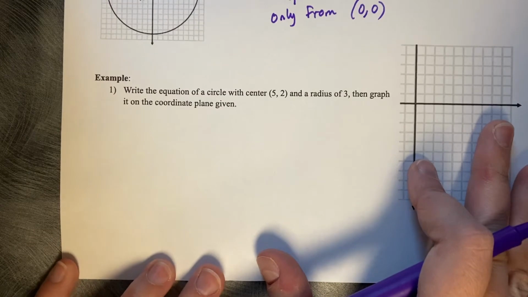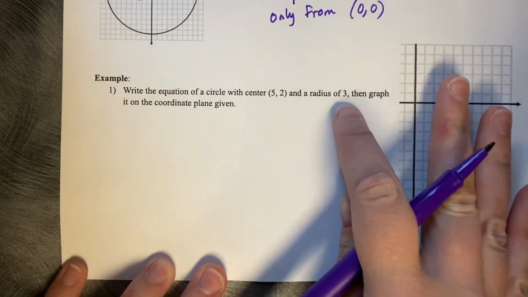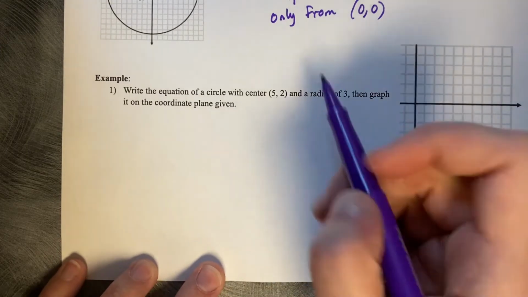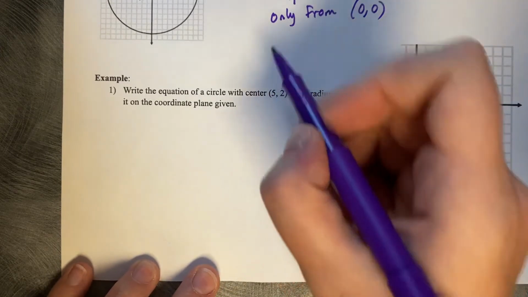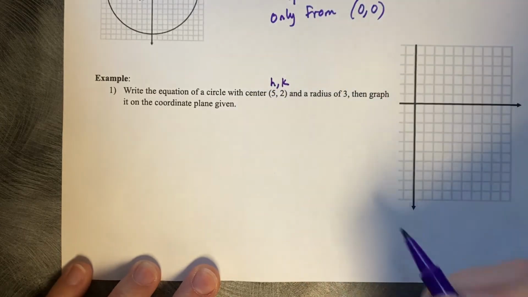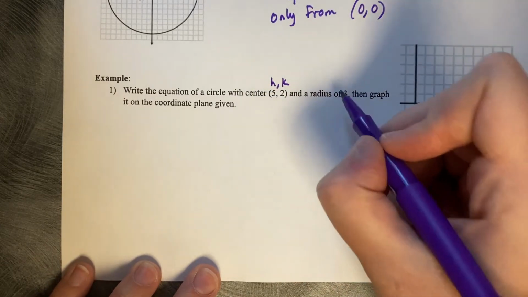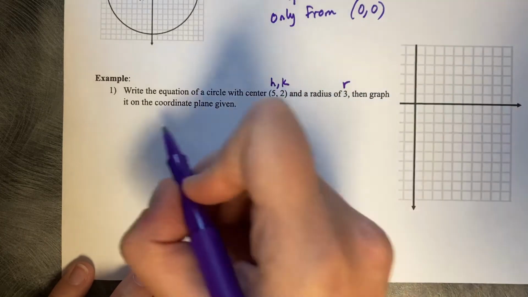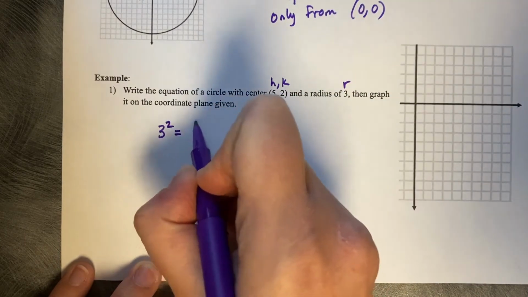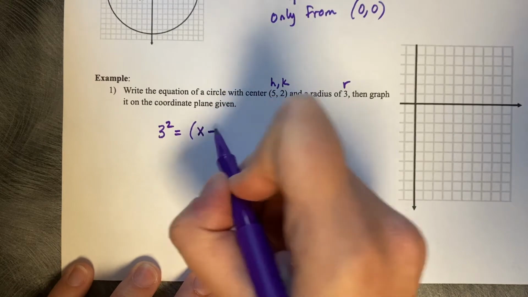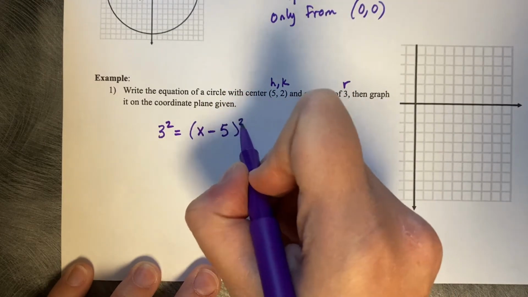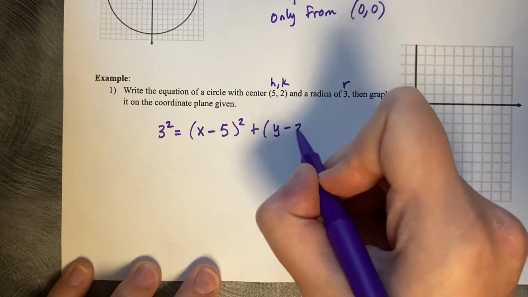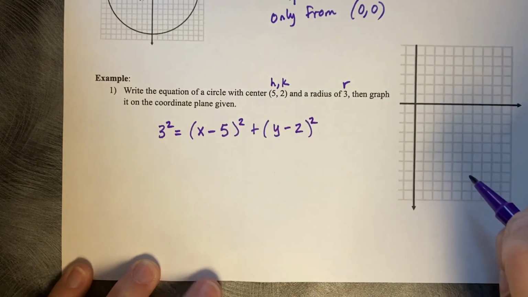Write the equation of a circle with the center 5, 2 and a radius of 3, then graph it on the coordinate plane given. So again, remember that this h comma k, when it goes into the formula, the subtraction comes along for the ride, and this is my r. So we've got our r squared, so 3 squared equals x minus h, so x minus 5, plus y minus k, y minus 2 squared.